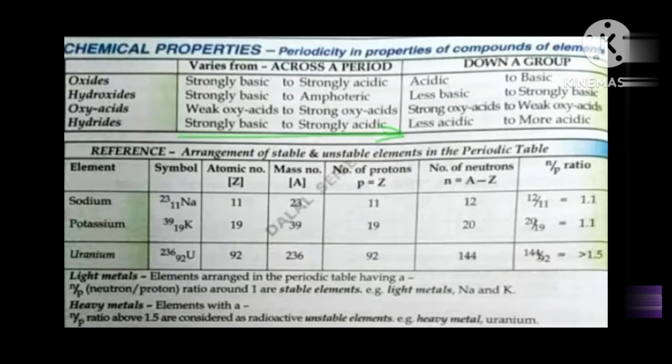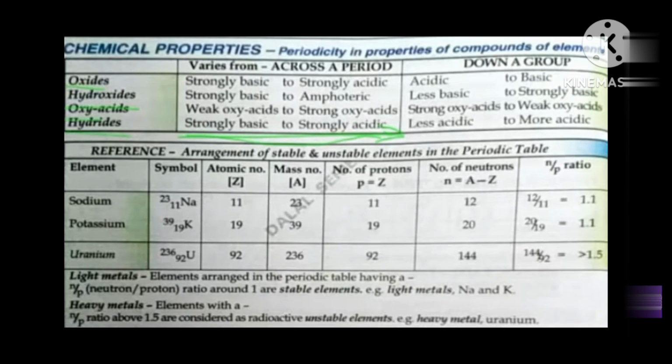Hydroxides are going from basic to amphoteric. Oxyacids are going from weak oxyacids to strong oxyacids. And hydrides are going from strongly basic to strongly acidic. This is important across a period: how oxides, hydroxides, oxyacids and hydrides behave.